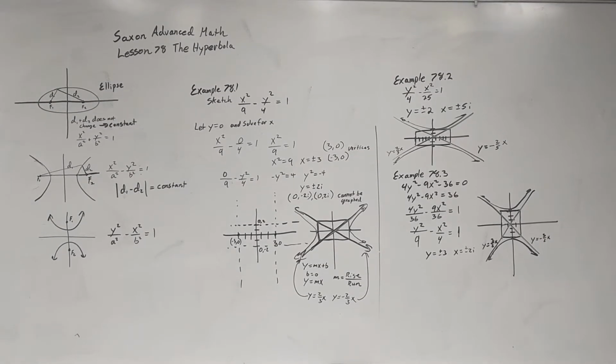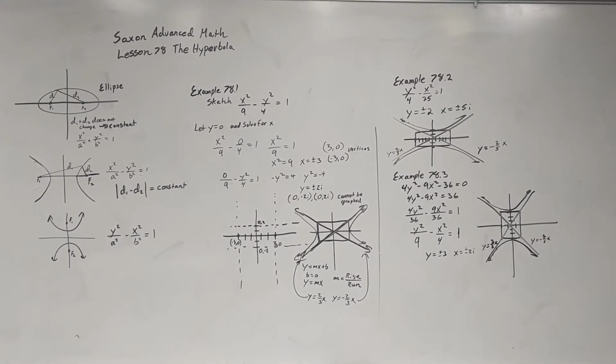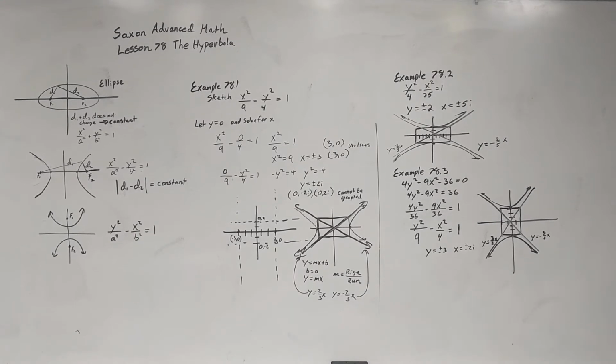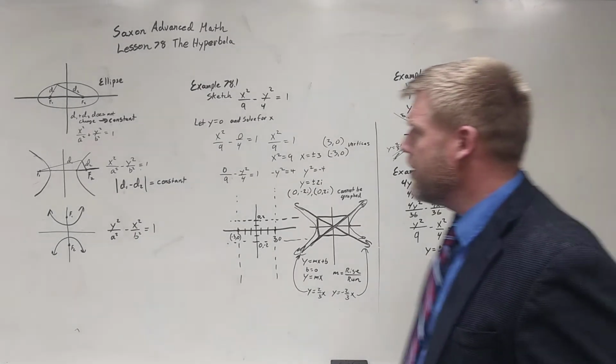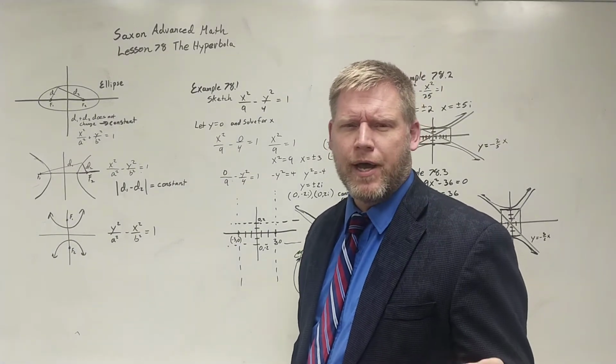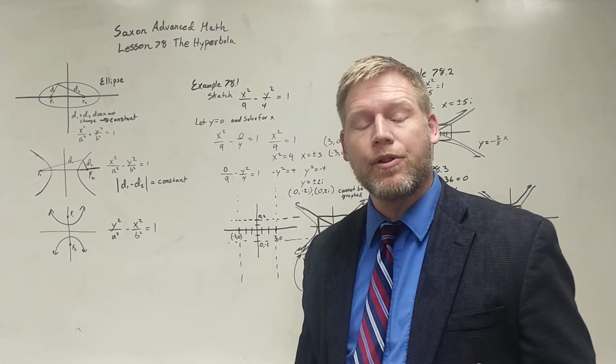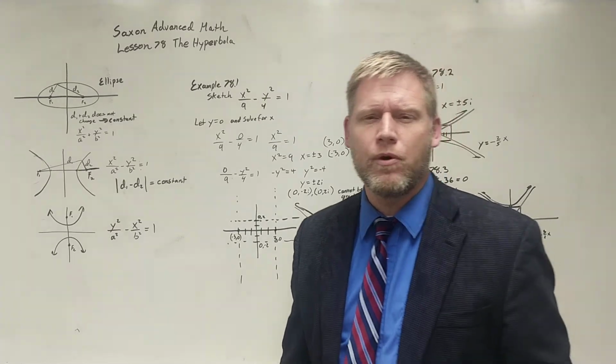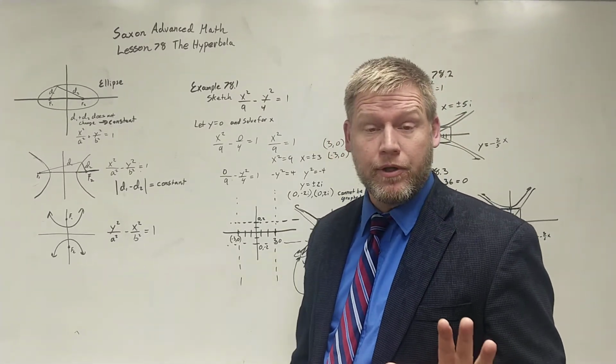Okay, this is Saxon Advanced Math Lesson 78. This is the hyperbola. In order to understand our hyperbola, we need to do a quick review on the ellipse. This is just a couple of lessons back. If you need to go back and watch the lesson on the ellipse so that you understand it a little more in depth, that's completely understandable.